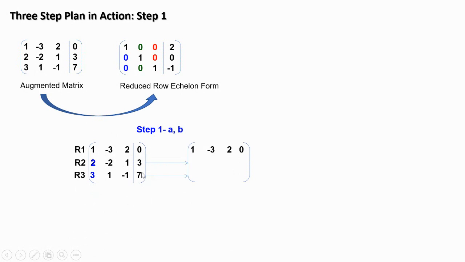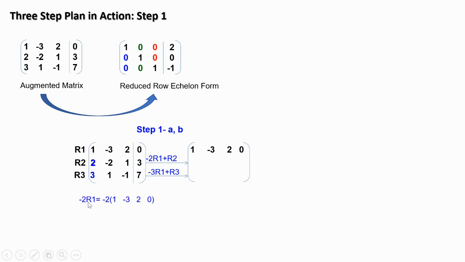So now I have to use row 1, right? Here I'm going to multiply -2 times row 1 and add it to row 2, because -2 times 1 will give me -2. Then when I add it to 2, they'll be eliminated. In a similar fashion, multiply -3 times row 1 and add it to row 3.